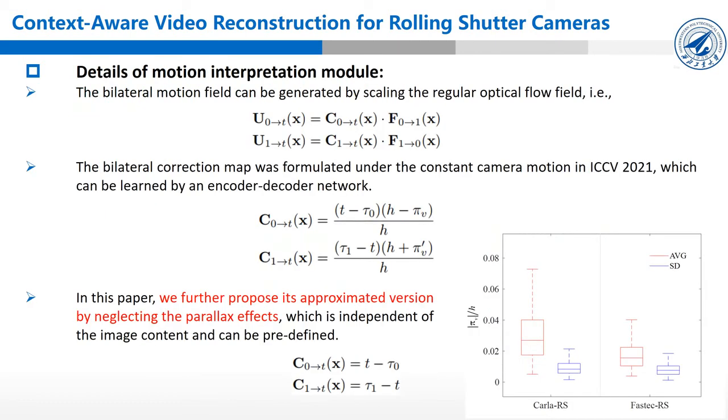In ICCV 2021, Fan argued that the bilateral motion field can be generated by scaling the optical flow field. In this equation, the bilateral correction map can be learned by an encoder-decoder network due to the complexity of pi v. Here, pi v involves the complex rolling shutter geometry. As shown in the figure, we observe that the effect of the ratio of pi v to h is not significant. So we further propose an approximated version by neglecting the parallax effects. This approximate model is independent of the image content and can be predefined.